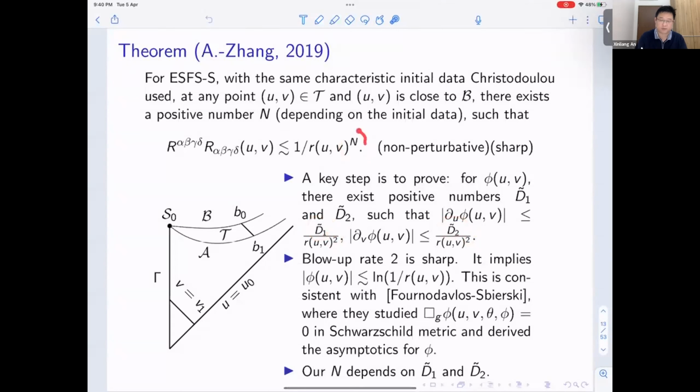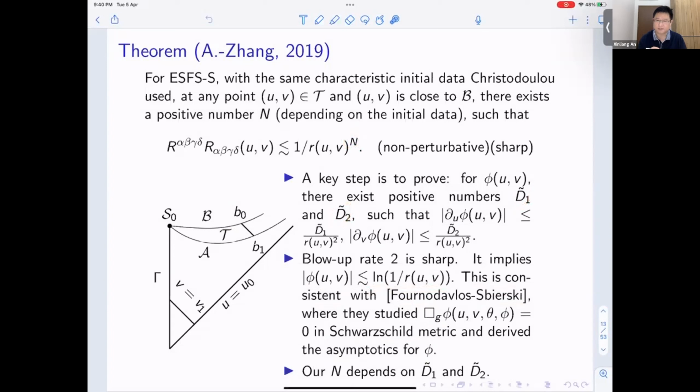In principle, this is quite hard to calculate. The blow-up rate 2 for the scalar field here is sharp, and this implies that for the scalar field itself, the blow-up rate will be log 1/r. This is consistent with a result by Christodoulou and Zbierski. They studied the linear wave equation in the Schwarzschild metric, and they derived the asymptotics for phi, and this is the leading term. So n will depend on d1 tilde and d2 tilde.